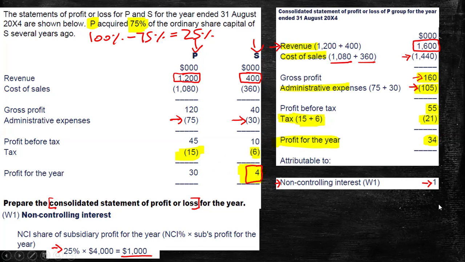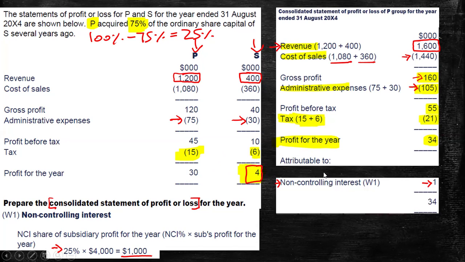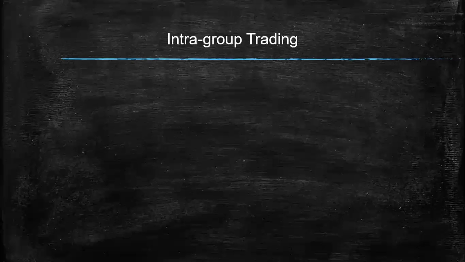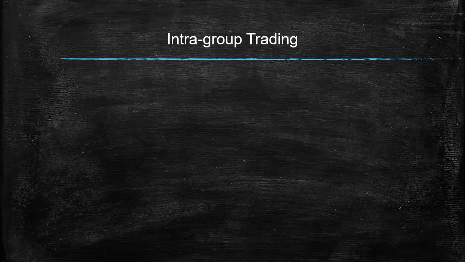The total profit we know is 34, so the remaining profit belongs to the parent, or as it's mentioned here, the group, that is 33. So this is the balancing figure, which means that we have found this by subtracting NCI's share of the profit from the total profit amount. And this is how you complete the consolidated statement of profit and loss. Like I said, this is a basic consolidated statement of profit and loss. Now we'll be covering some adjustments that you may have to make in the consolidated statement of profit and loss.